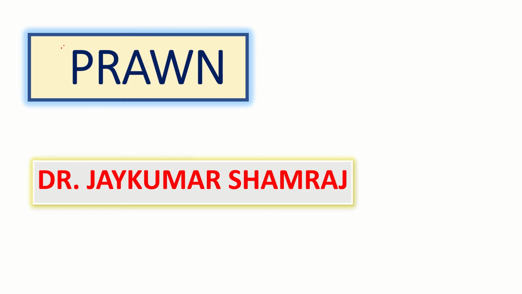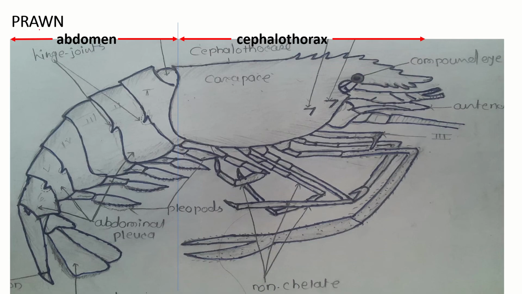We are going to discuss the morphology of the prawn, or the external characteristics of the prawn. This is a prawn having an elongated, spindle-shaped, and bilaterally symmetrical body, which is about 25 to 40 centimeters in length.